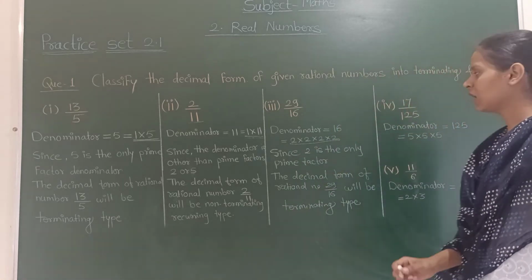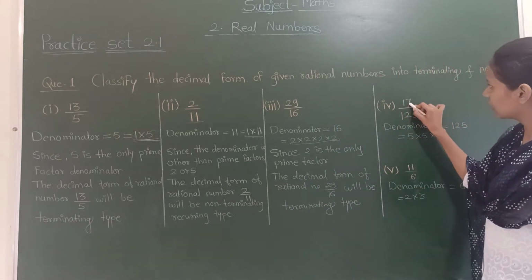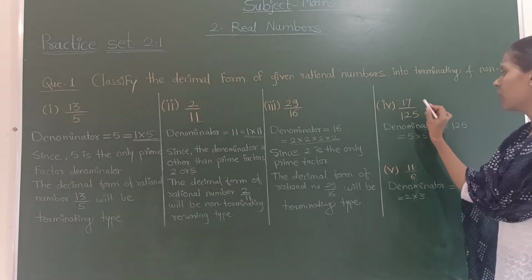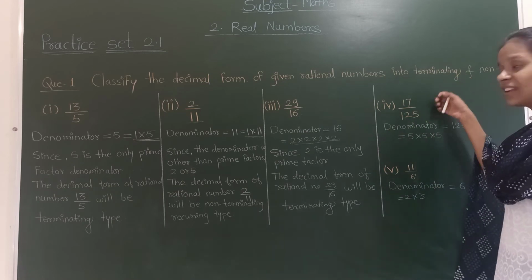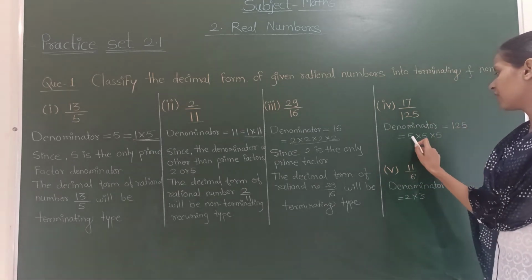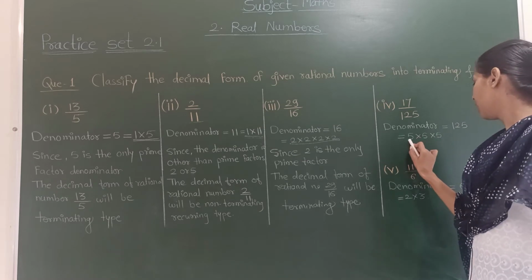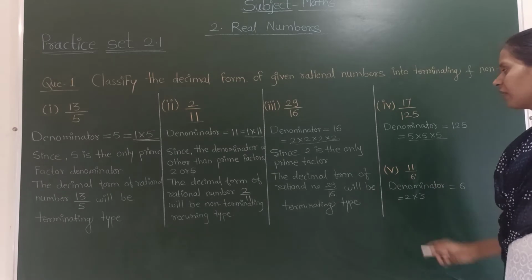Got it? Now we will solve the fourth one. The given rational number is 27 upon 125. Now we will factorize 125. See, the factors of 125 are 5 into 5 into 5. 5 5s are 25, whereas 25 5s are 125.